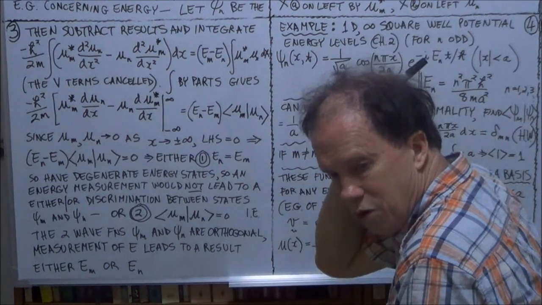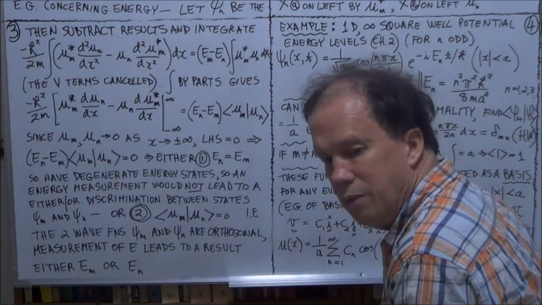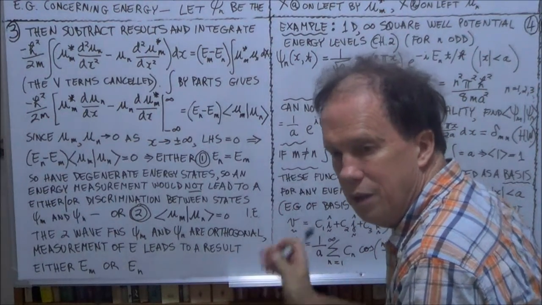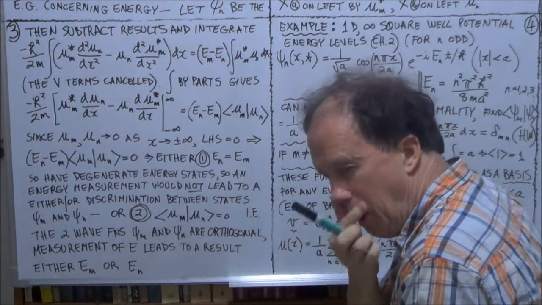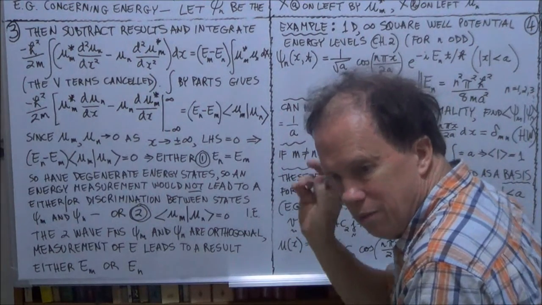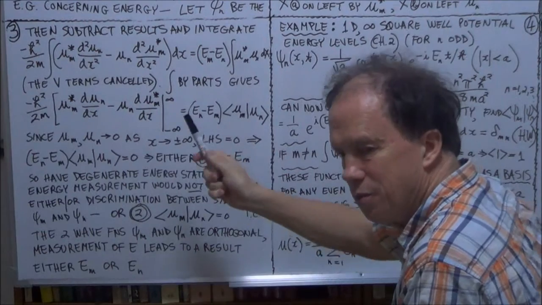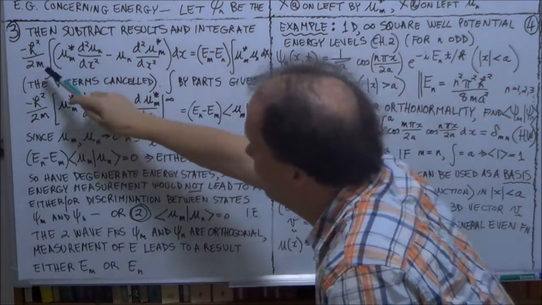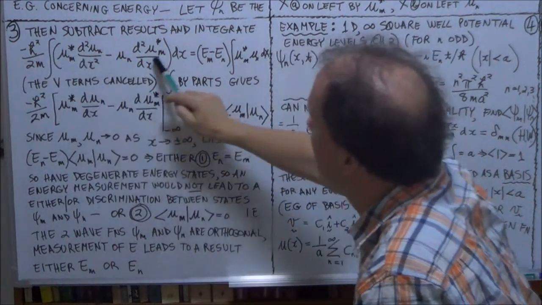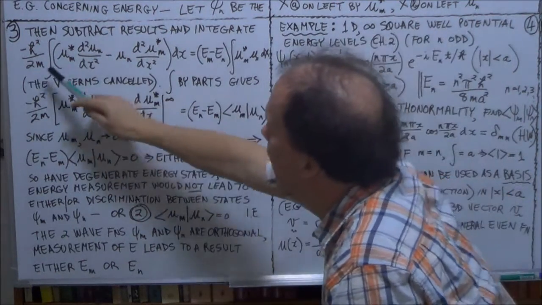Okay, so we're about halfway through the process of proving that. So we had the two Schrödinger equations, one for Um and the other one for Un, and we multiplied on the left of one of them and on the left of the other one. Don't worry about the details too much. And then we subtracted, and once you subtract, you end up getting this, right?